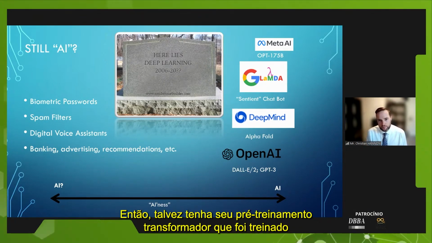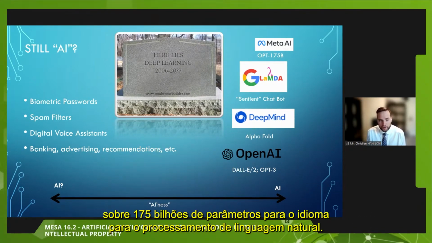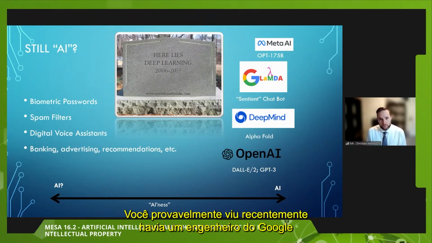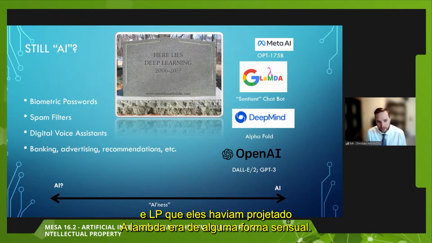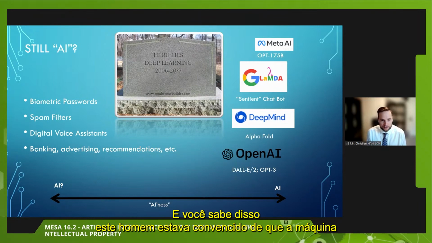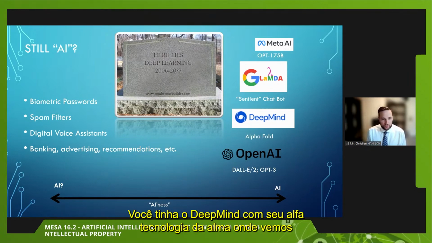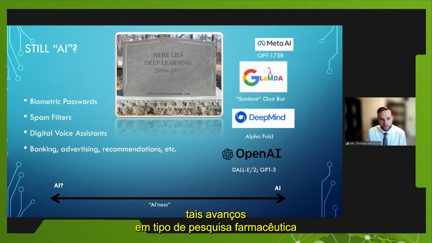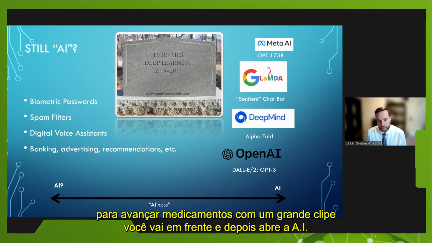So Meta has their Open Pre-trained Transformer that was trained on 175 billion parameters for natural language processing. You probably saw recently there was a Google engineer that thought that the chatbot NLP that they had designed, LaMDA, was somehow sentient. And this man was convinced that the machine had come to life and had a soul and whatnot. You had DeepMind with their AlphaFold technology, where we see such advances in pharmaceutical research and protein structuring and modeling that is definitely going to advance medicines at a great clip going forward.